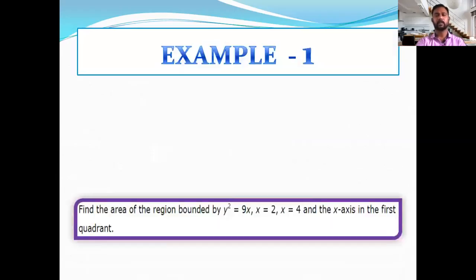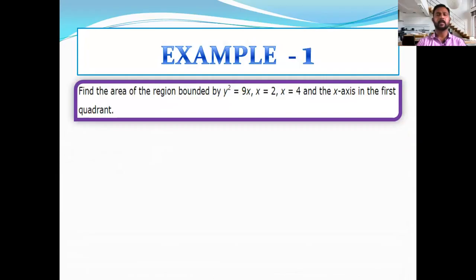Let us go for some examples. Consider finding the area of the region bounded by the curve y square equal to 9x, x equal to 2, x equal to 4, and the x-axis, in the first quadrant. What about the curve y square equal to 9x? You can see that x is linear, y is quadratic in the given equation.